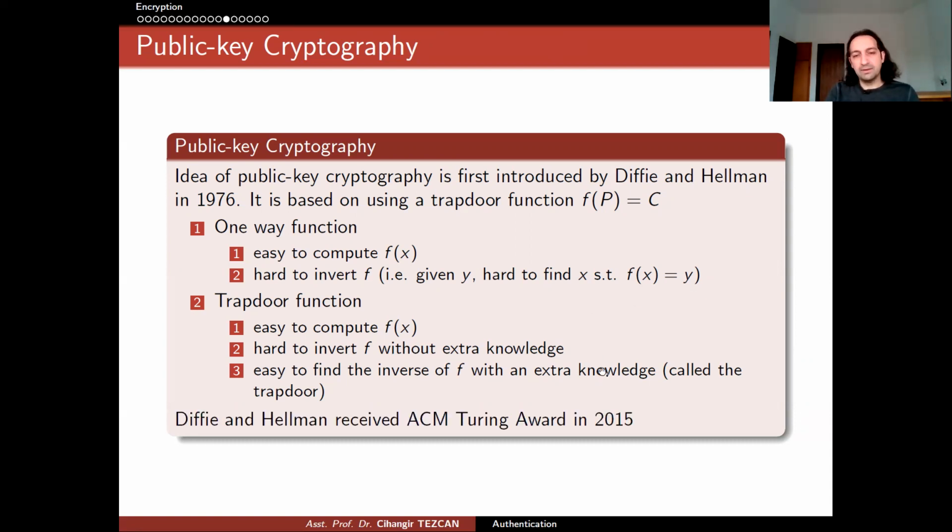And they received the Turing Award in 2015, which is actually an award that they received very late. They should have been given it decades ago. Okay, so with this idea, they actually tell you how we can perform encryption using public keys and private keys, but they didn't come up with a solution to that. Instead, they show us how to exchange keys. So they introduced Diffie-Hellman Key Exchange, but then encryption algorithms follow this idea, like RSA and ElGamal. I will talk about RSA as the final slide.